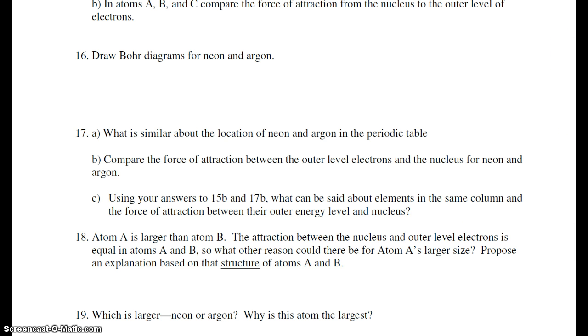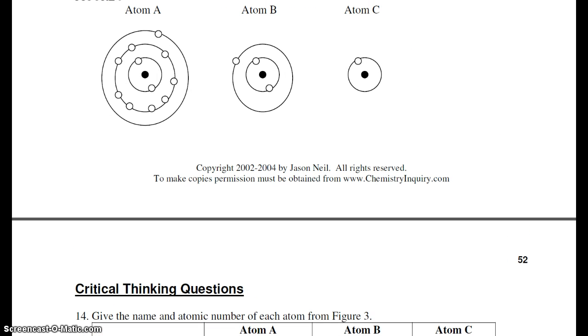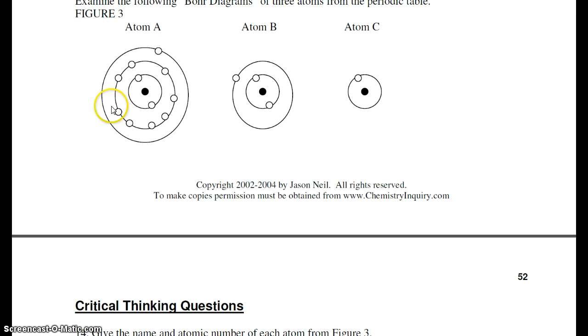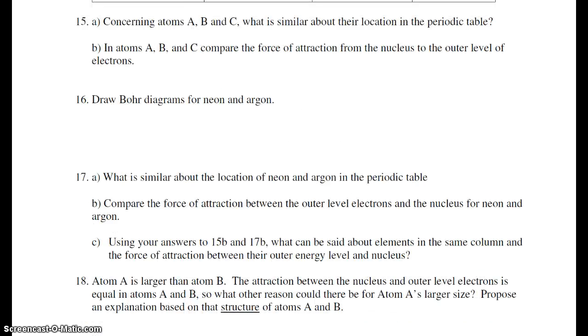If we go back and look at atom A, you notice that it has a third energy level. Atom C has one energy level, atom B has two energy levels, and atom A has 1, 2, 3 energy levels. So the answer would be atom A has an additional level of electrons, and each addition of these energy levels is going to increase the size of the atom. So that was number 18.